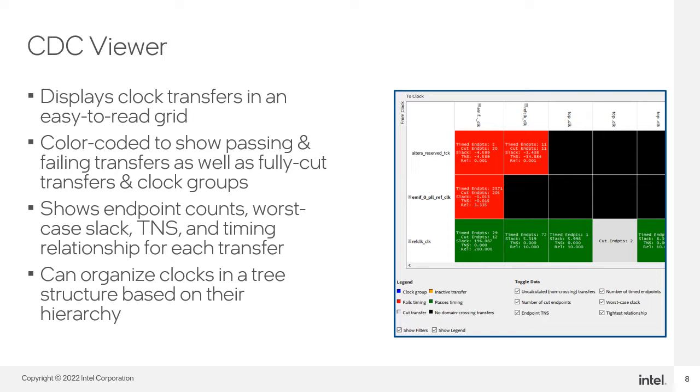The grid in the Setup Transfers report can be configured to display clocks as either flat lists or in a hierarchy, where generated clocks are displayed as children of the clock they are derived from. The CDC Viewer shows the endpoint counts, worst-case slack, and total negative slack for each related clock.